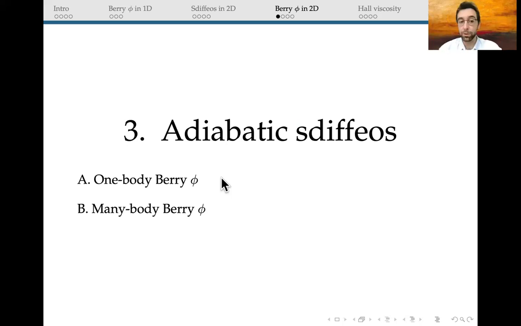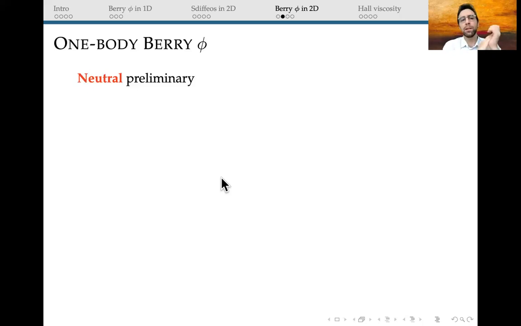But first, let's start with the one-body Berry phase, and let's make it even simpler than one-body. Let me not assume only that it's a one-body problem, but even let me assume that the states I want to consider are neutral. They have zero charge, or equivalently, I've switched off the magnetic field.